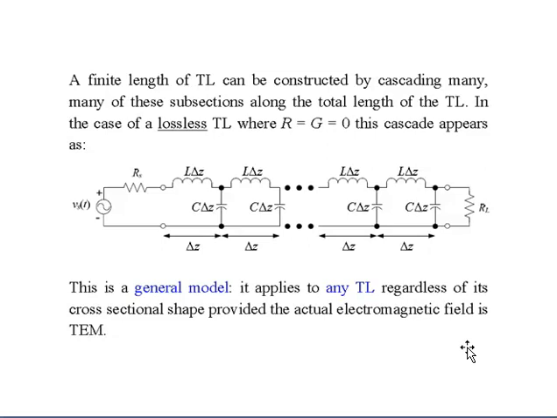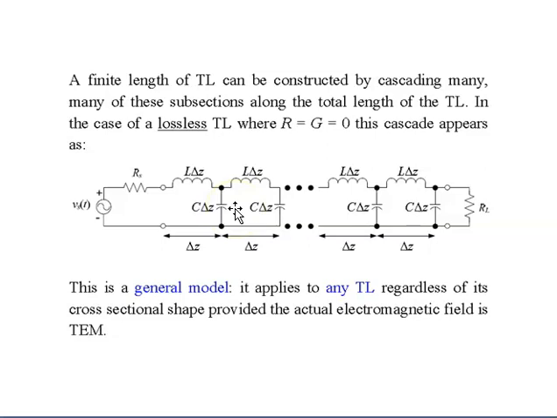Now, a finite length of the transmission line can be constructed by cascading many of the subsections along the total length of the transmission line. So you can have the same figure over and over again, cascading many of the subsections depending on the total length of the transmission line.